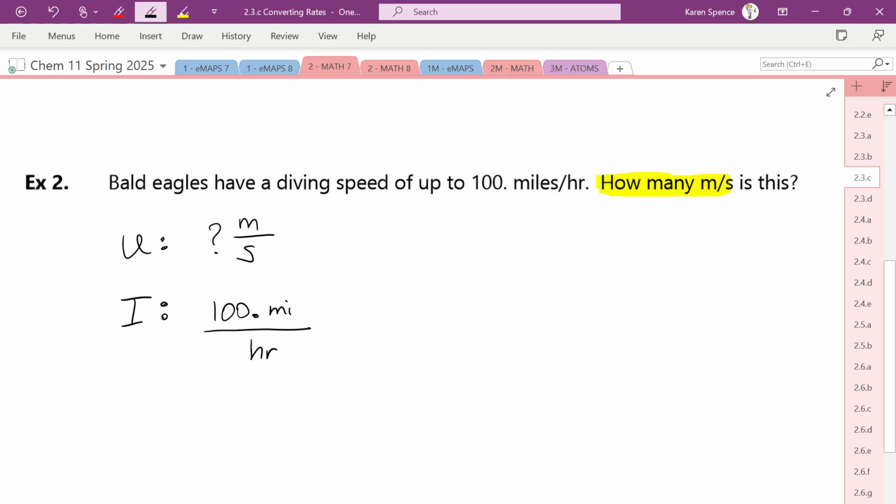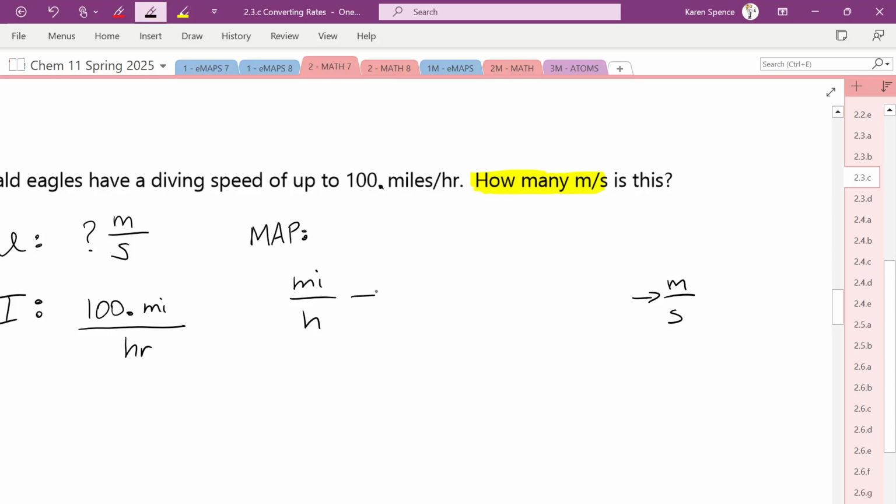Okay? Divided by. All right? And there's a decimal here, so that's going to give us some actual sig figs. That's kind of nice. Okay? And you could do a map for this problem. We're going to start with miles per hour, and we want to eventually finish with meters per second.